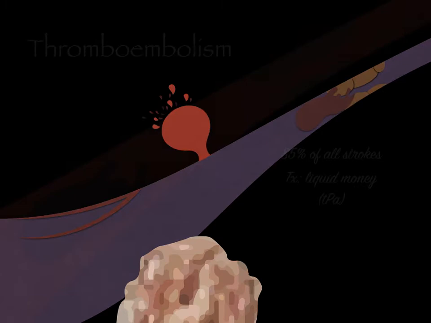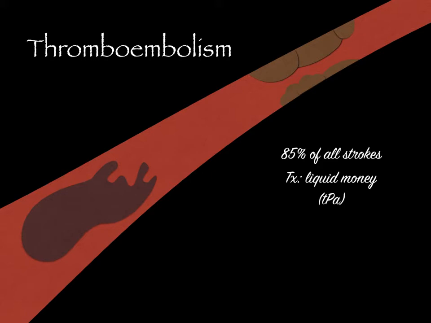So thromboembolism, this makes up 85% of all strokes. It's the most common cause of stroke and TIA. And the treatment is, as I like to refer to it, liquid money, but TPA or Alteplase. Despite what the literature says, there really is some controversy surrounding this.